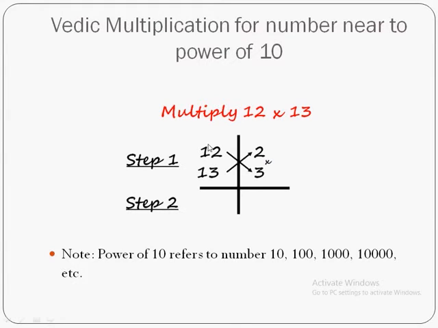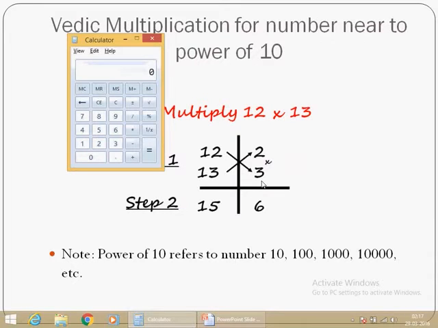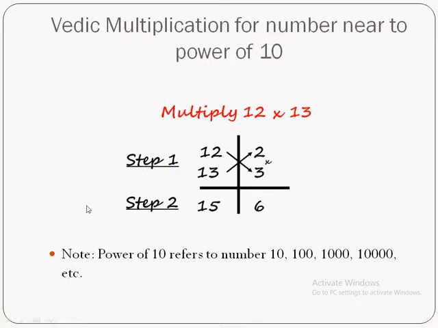Now we took the example of 12 and 13. Now 12 is greater than 10 and 13 is also greater than 10, and they are greater by 2 and 3. So 12 is greater by 2, 13 is greater by 3. Even if I add crossly, they give me the same output, that is 13 plus 2 is 15 and 12 plus 3 is 15. So the first number is 15. Now the second number is 2 into 3, which is 6. This is my answer. Let us verify again. 12 into 13 gives me 156. So see how easy it is.